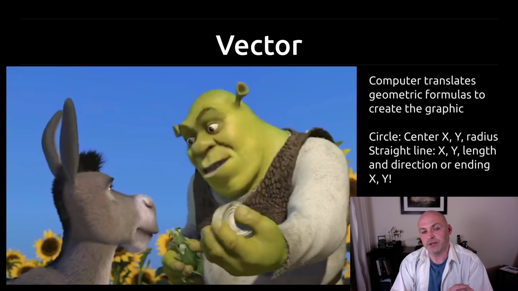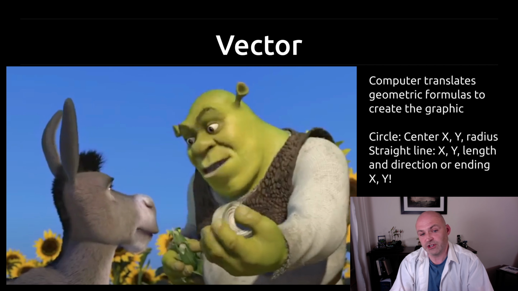Now let's talk a little bit about vector. Sometimes these are also called object images. So if you remember when we said there were two types of images, we said there was bitmap, which we just discussed, and then there's vector. Vector, we said, was mathematically focused. So we're literally using geometry to figure out formulas to draw.